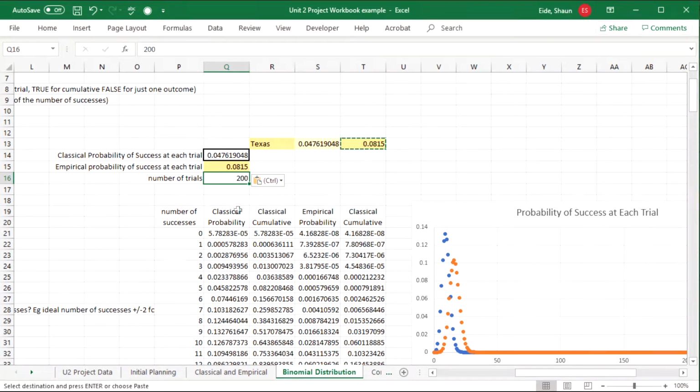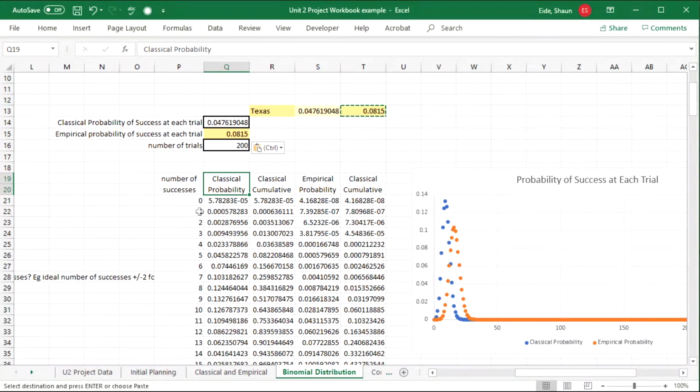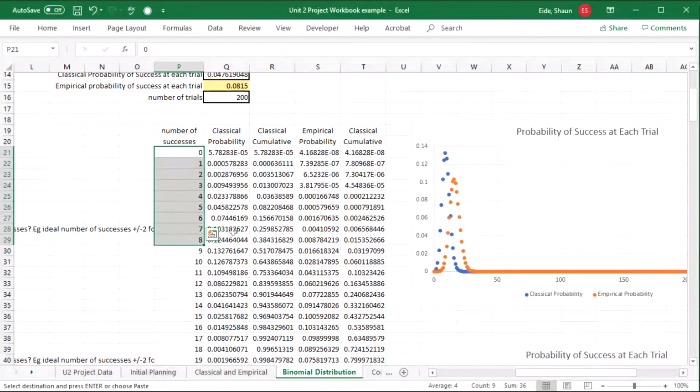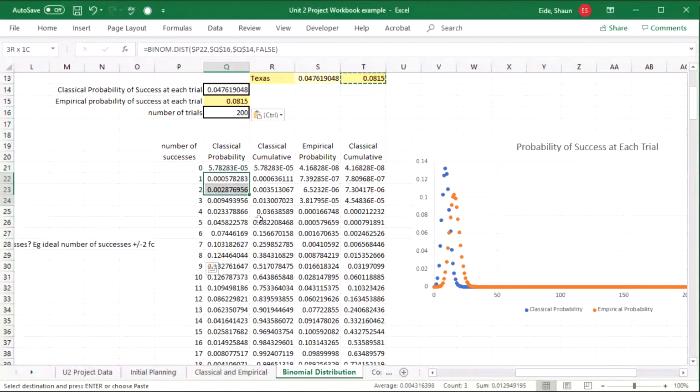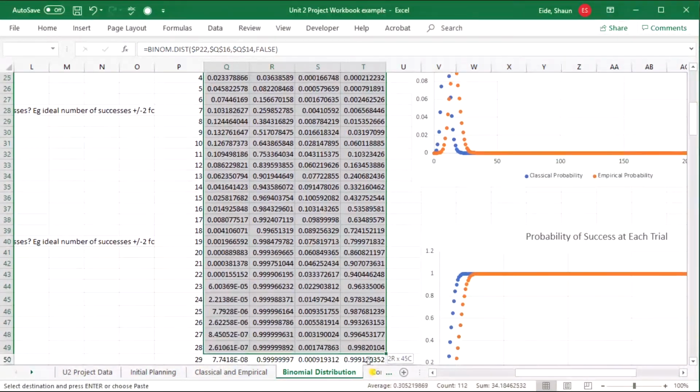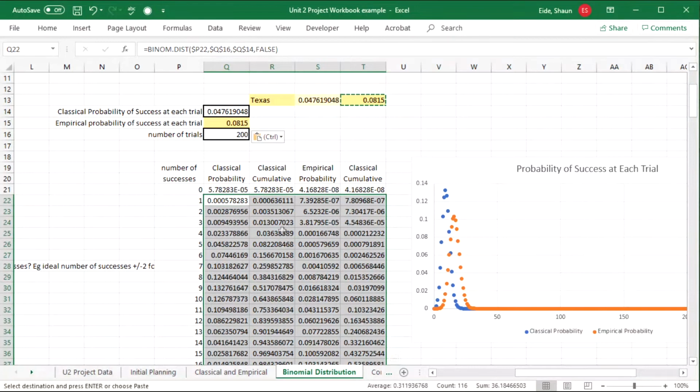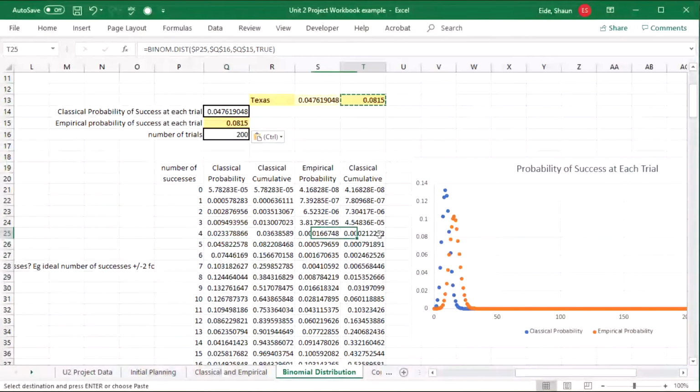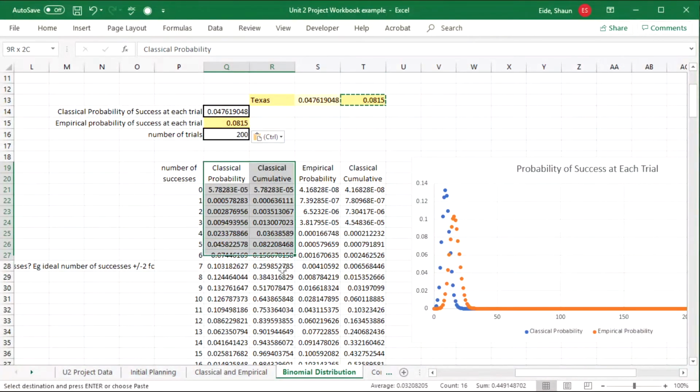And then over here, I want you guys to see this is the number of successes. So as you go down, you can see these are actually probabilities. Every single last one of these are probabilities. They're either cumulative probabilities or they are probabilities of a single event. And these right here are classical, and then these are empirical. And so you can see that there is a definite difference between these.